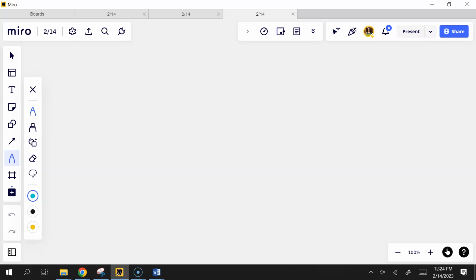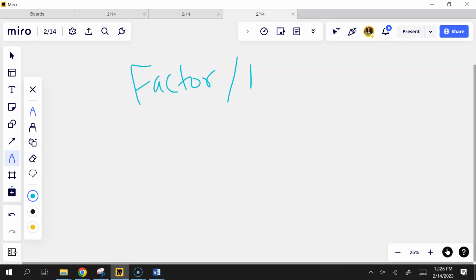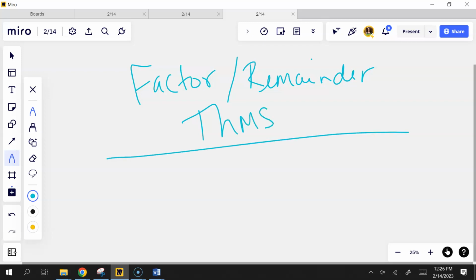Very easy. I don't have the answers. Hold on. Factor theorems. Ooh, I can't write in that fat stuff like that. That means theorems.